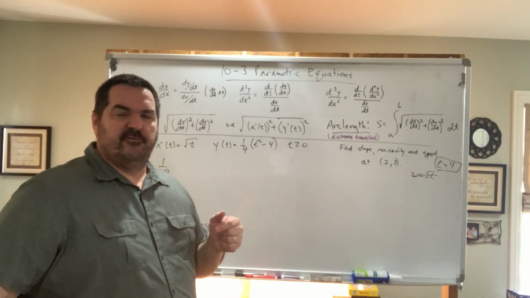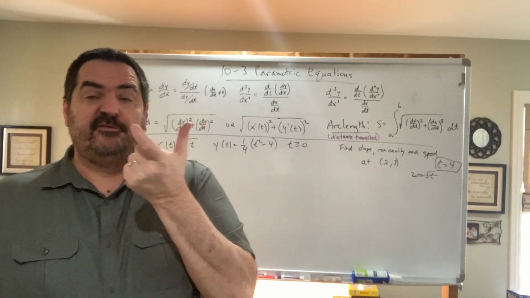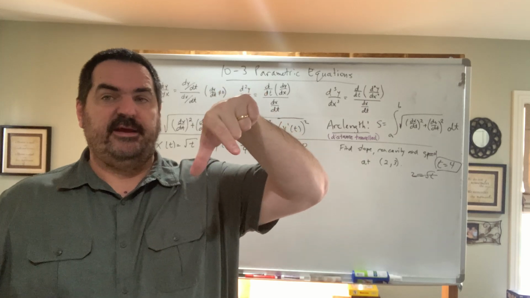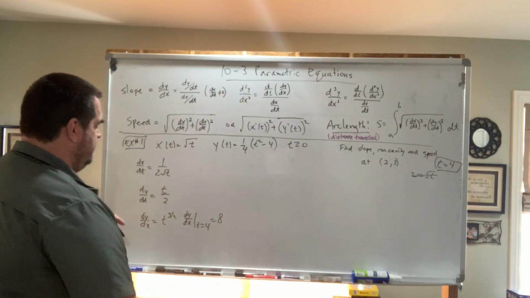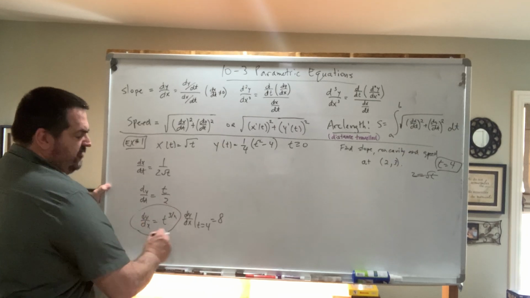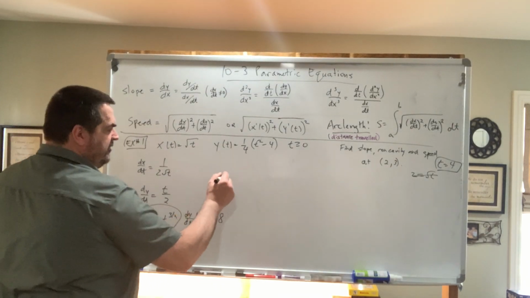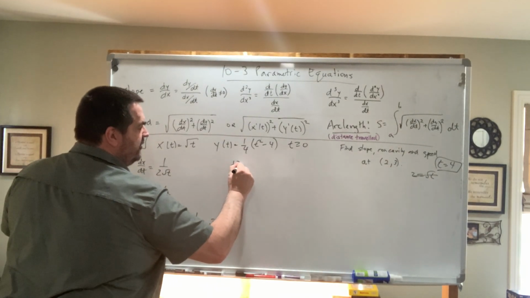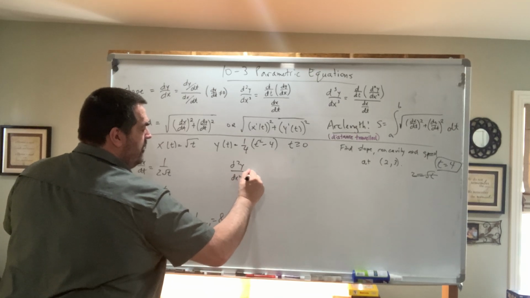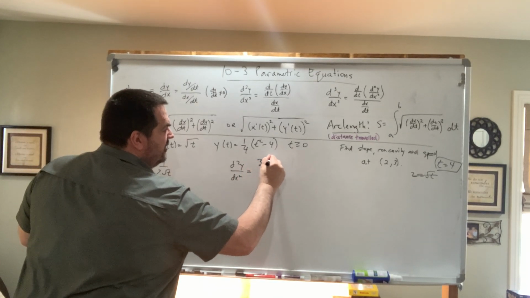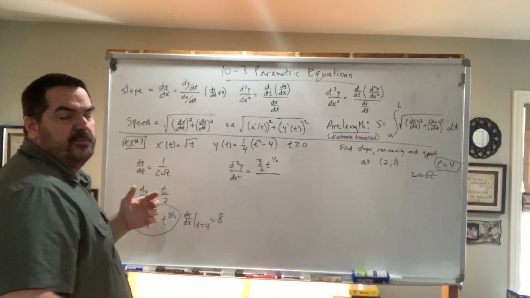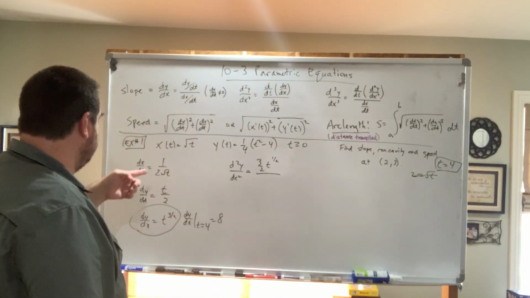Concavity is the second derivative. Remember, if we get a second derivative that is positive, we're concave up. If the second derivative is negative, it's concave down. Remember, the second derivative is the derivative of dy/dx. So I take the derivative of that. The second derivative is the derivative of this, which is 3/2 over, remember, it's just over dx/dt, which is 1/2 radical t.